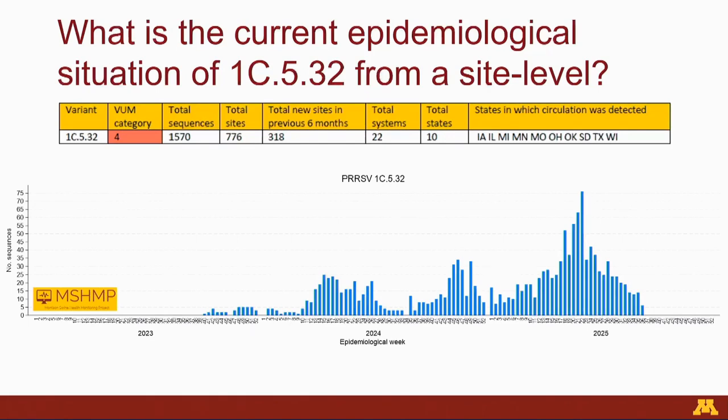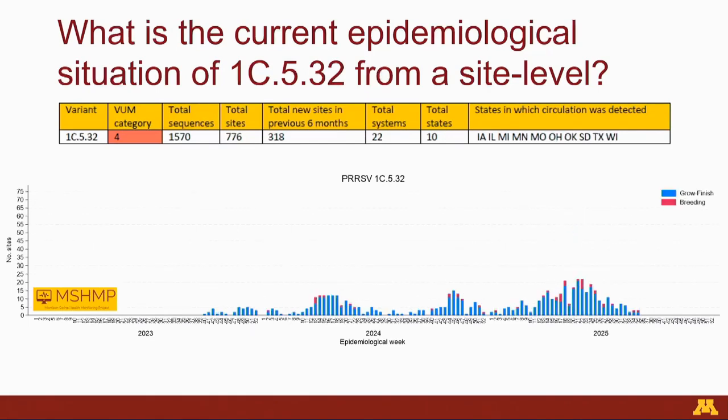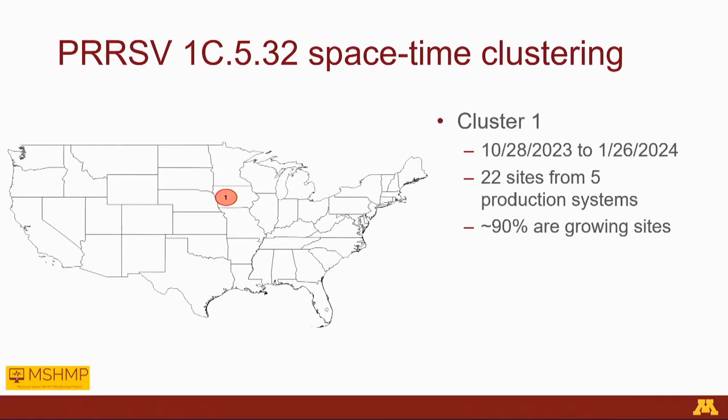If we look at the site level here, we're going to see a much different epicurve. So we can see that the magnitude of those curves changed drastically, but we still see those 3 peaks in transmission as well. Regarding this variant in particular, at the moment we have a total of 22 production systems identified as having this variant from 10 states, which is similar to what Rabda presented earlier.